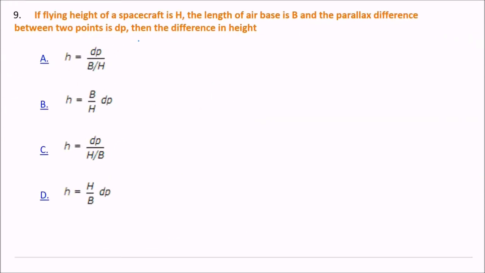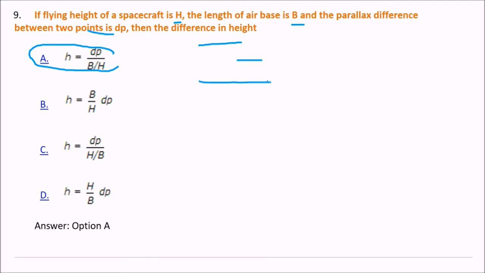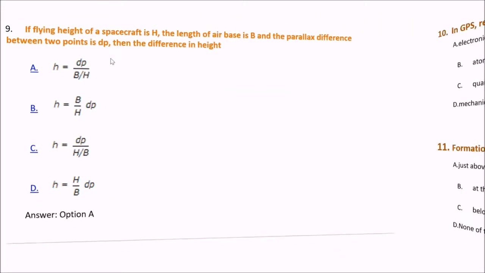Now the next question is, if flying height of spacecraft is h, the length of the airbase is b, and the parallax difference between 2 points is dp, what will be the height? You just have to use the similar triangle situation. Okay, similar triangle formula. So with that, the answer would be simply A. Height would be dp, the parallax difference between 2 points, divided by the base height, okay, by h, or you can take h also. That is the flight height of the spacecraft.